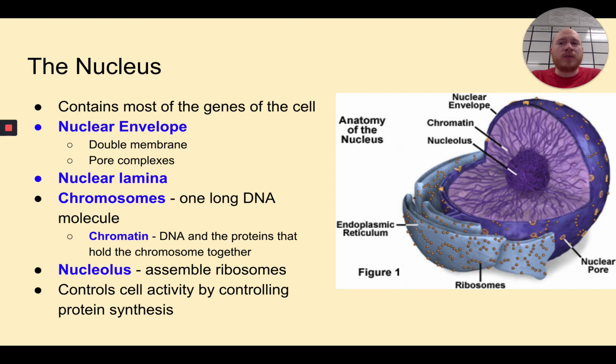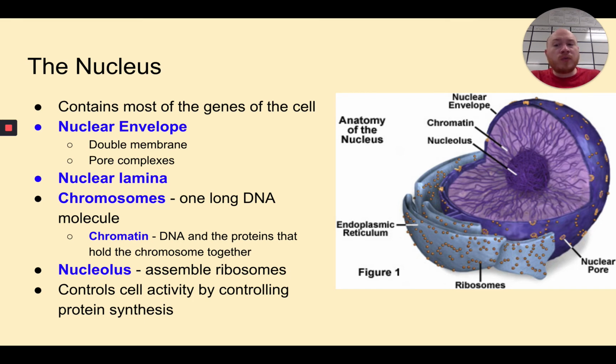So the nucleus contains most of the genes of the cell. The reason we say most is because some organelles in the eukaryote will also have their own DNA. The nucleus itself is surrounded by what's called a nuclear envelope. It's actually a double membrane with a whole bunch of pores interspersed across it. The purpose of the pores is so that it can allow for mRNA to leave the nucleus. The nuclear envelope also has what's called a nuclear lamina, which is like an inside thin layer.